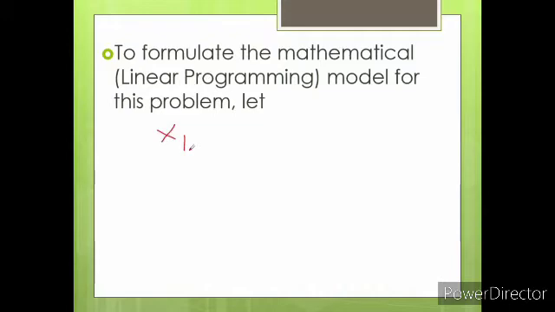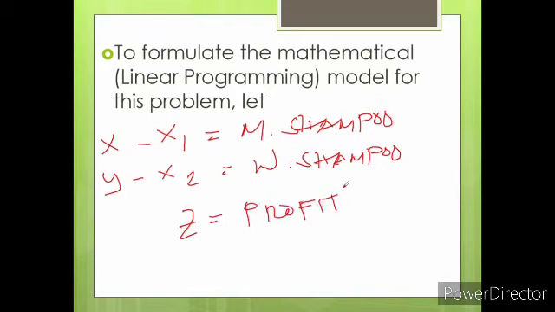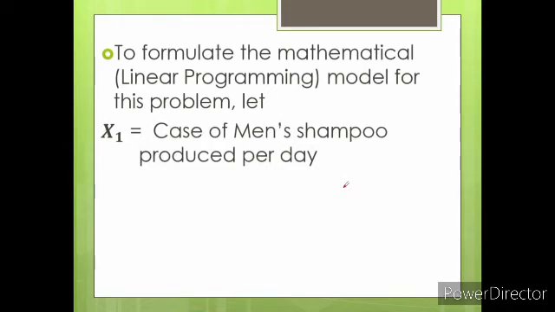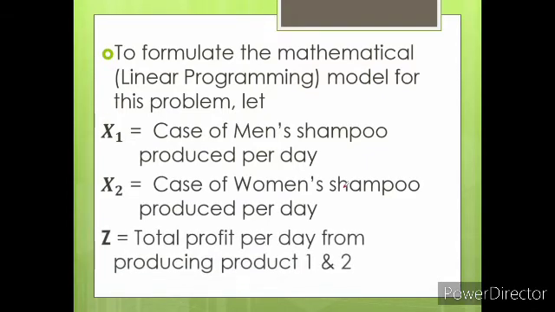Okay, so to formulate the mathematical linear programming model for this problem, let x sub 1 is our men's shampoo. Okay, so cases po yan, and x sub 2 is our women's shampoo. Sa ibang book may makikita kayo x2 and ito ay y. Depende po sa inyo yan kung paano nyo or ano yung variable na gagamitin nyo. And let our z is our profit. Okay, so yan po yung mga variable natin. Okay, so x sub 1 cases of men's shampoo produced per day, and x sub 2 is case of women's shampoo produced per day, and yung ating z, yun yung profit natin.